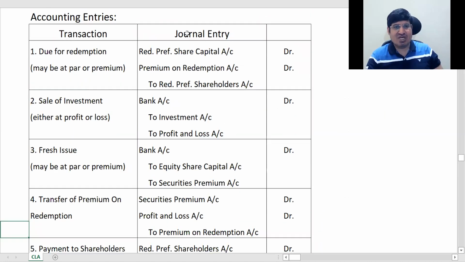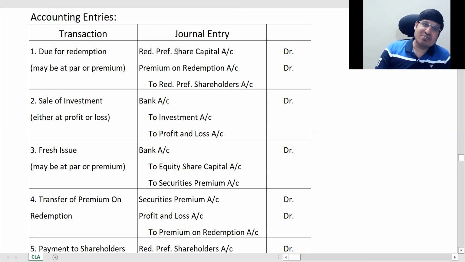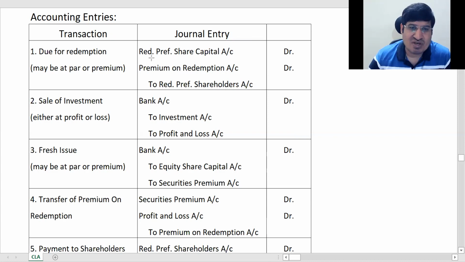See here now in redemption entries, what is done is just think of your buyback entries. It is actually the same like that, just the name changes. Okay. So first thing is your share capital and whatever premium you have to pay to them, transfer it to redeemable preference shareholders account. Okay.